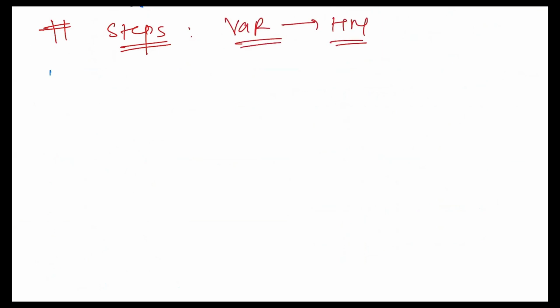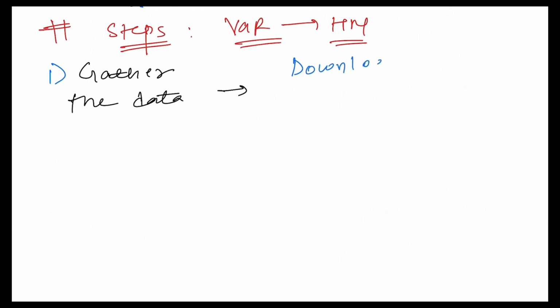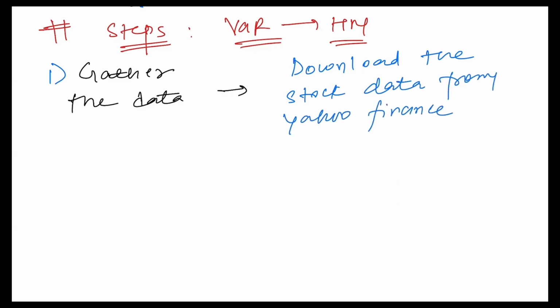Now let me walk you through the steps of how to calculate VaR using the historical method. The first step is to gather the data. Let's say you have three stocks in your portfolio. You need to download the data, the stocks data. You can download it from Yahoo Finance. This is the very first step. The second step is to calculate the return.